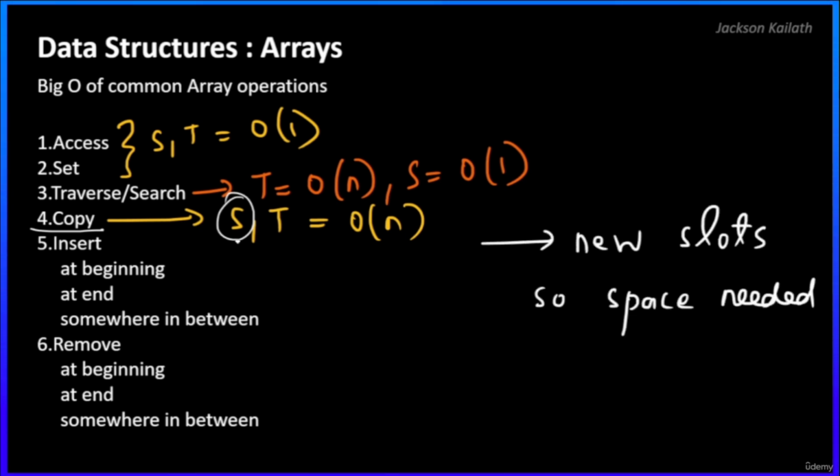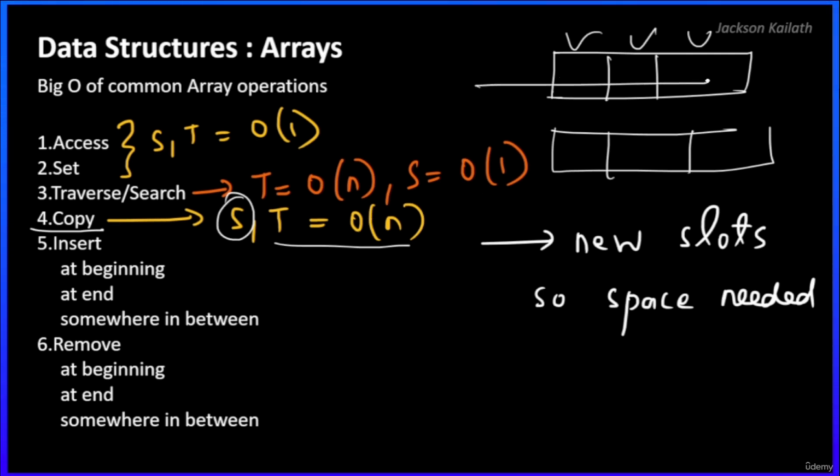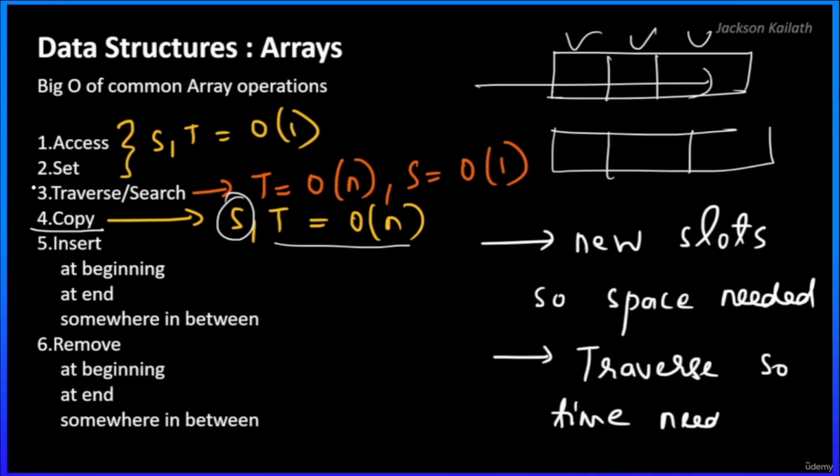All right, so that's why the space complexity is O of n, and the time complexity is also O of n because we have to traverse the given array. Let's say this is the given array, and let's say it has 3 elements. So we'd have to go through each element and then copy it and create a new array with these elements, right? So we have to traverse the given array also. So that's why the time complexity is O of n. All right. So copying an array and creating a new array is space and time complexity of the order of n.